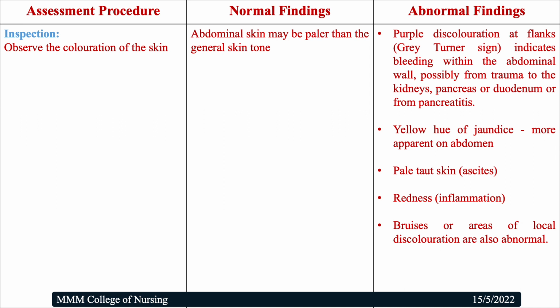The abnormal findings are purple discoloration at flanks. It is referred to as the Grey Turner sign. It indicates bleeding within the abdominal wall, possibly from trauma to the kidneys, pancreas, or duodenum, or from pancreatitis. Yellow hue of jaundice. This is more apparent on the abdomen. Pale taut skin can be seen in ascites. Redness can indicate inflammation. Bruises or areas of local discoloration are also considered abnormal.